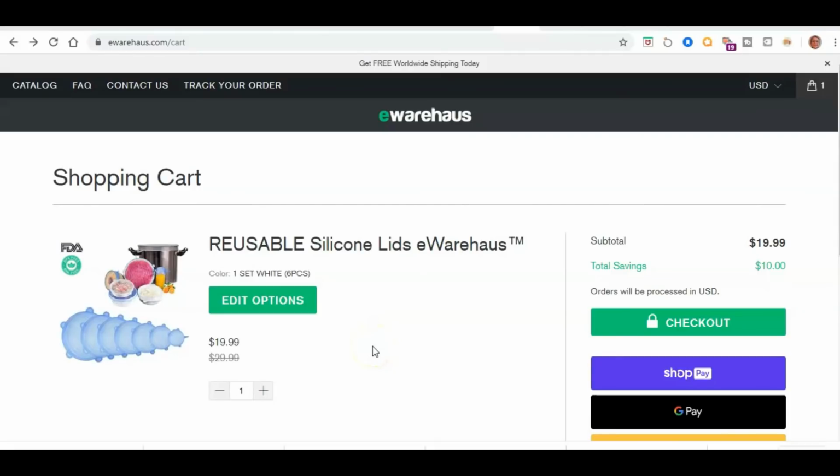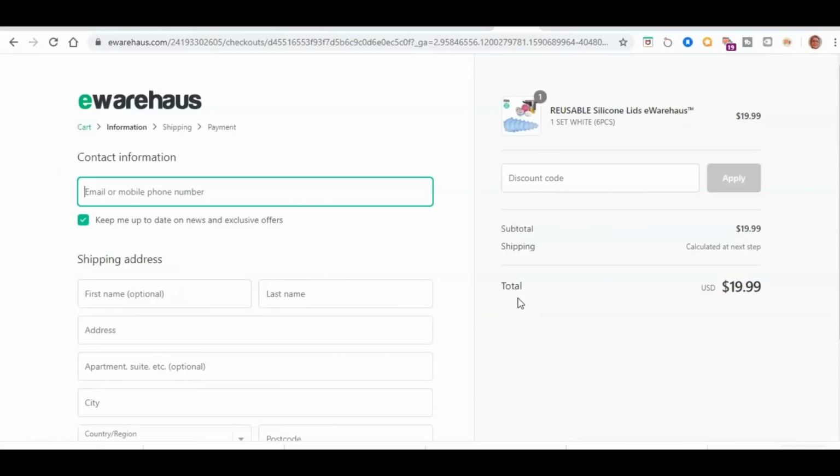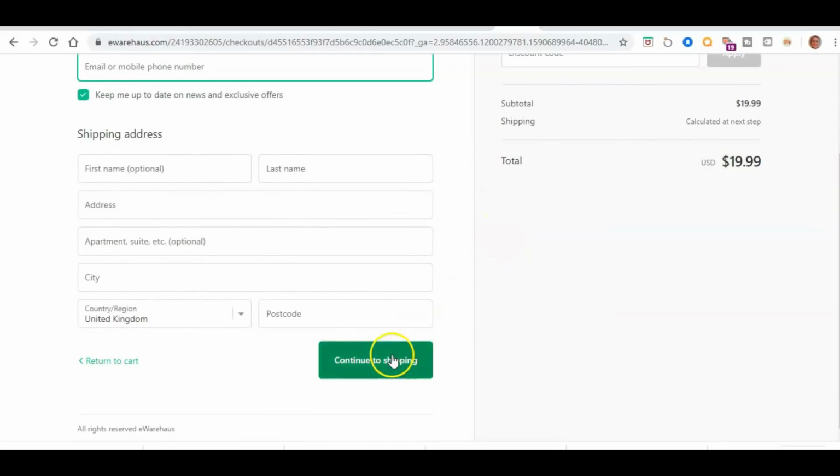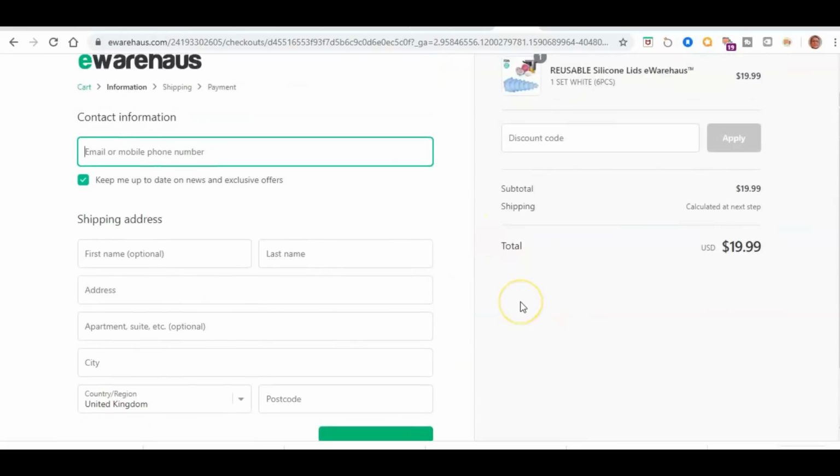So I've just put one set of 6 pieces in my cart, and then I'm going to go as if I'm checking out. I'm going to click on checkout, and this is as far as I'm going to go, because obviously I'm not going to go all the way through, but I would put in my contact information and so on, and then go through the checkout process, through to shipping, etc.